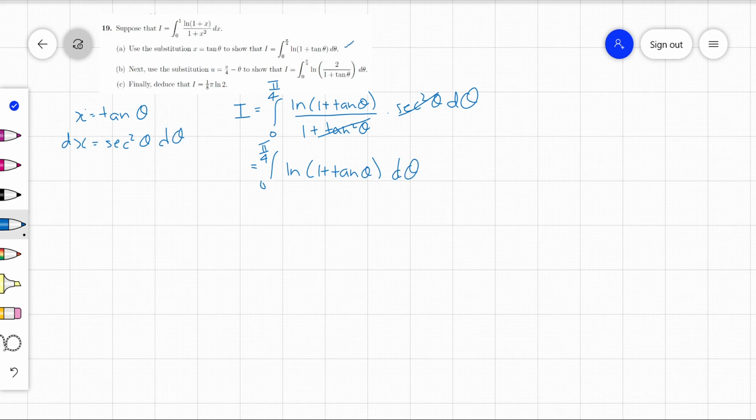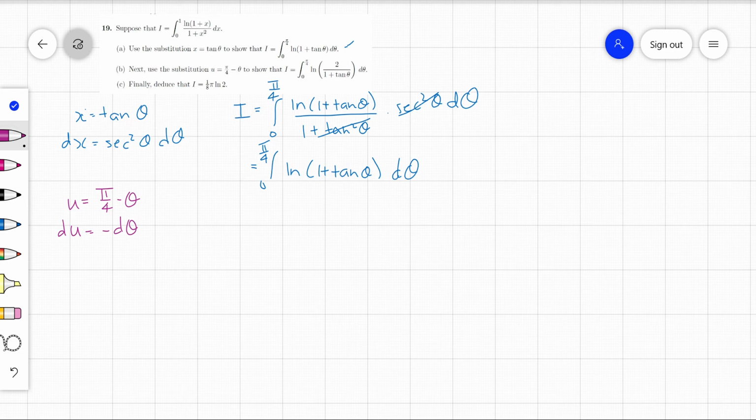Next, use a substitution u equals pi on 4 minus theta. I'll do it in another color so you can see. So now we're going to look at the integral again. So du equals minus d theta.